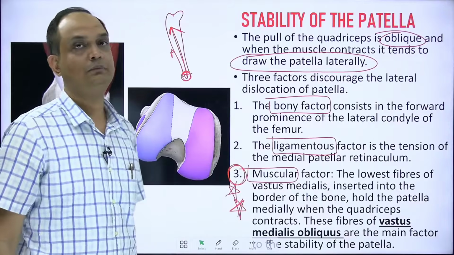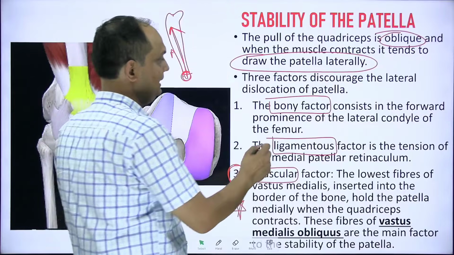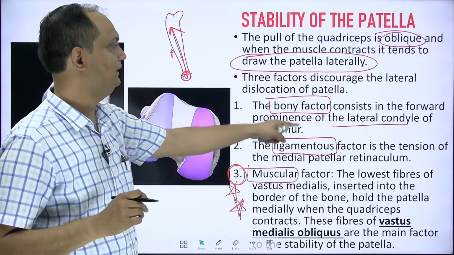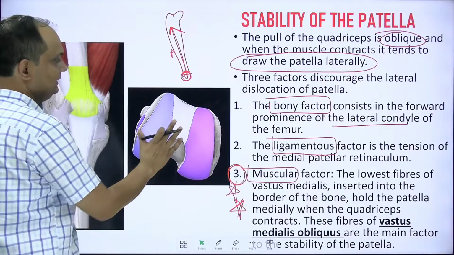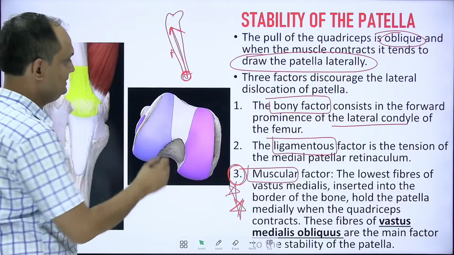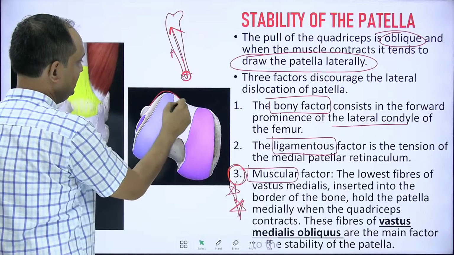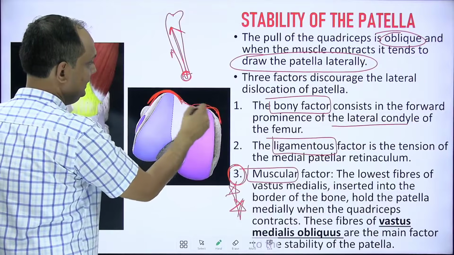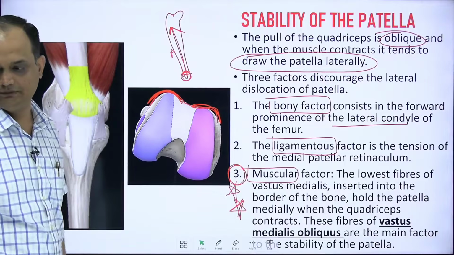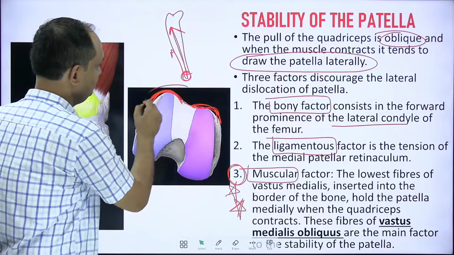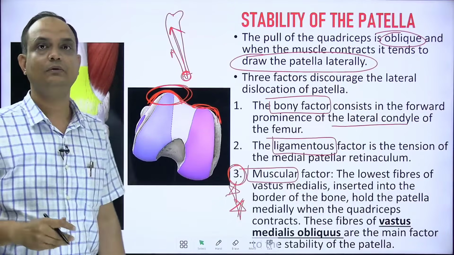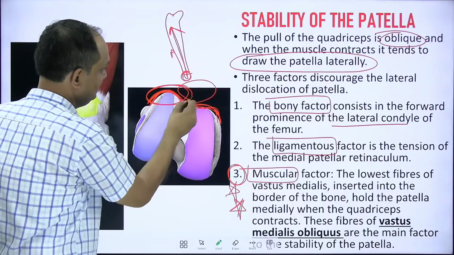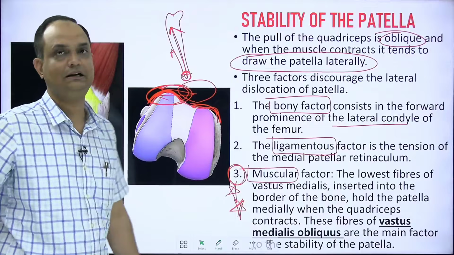Now, what is the bony factor? The bony factor says that the lateral condyle is more anteriorly prominent, so there is a forward prominence of the lateral condyle. When you see the inferior view of the femur, you can see the lateral prominence of the condyle as compared to the anterior projection of the medial condyle of the femur. Because this lateral condyle comes out more prominently on the anterior aspect, it prevents the patella from shifting more towards the lateral side.